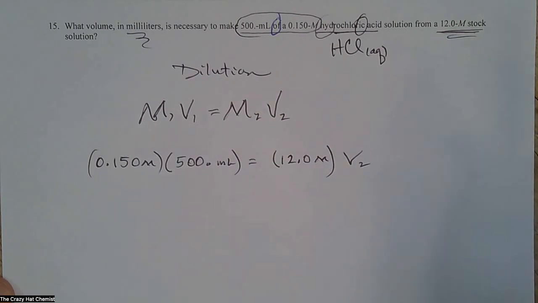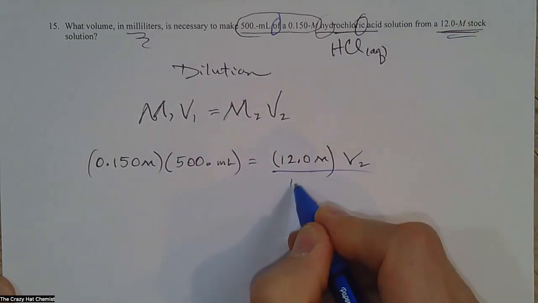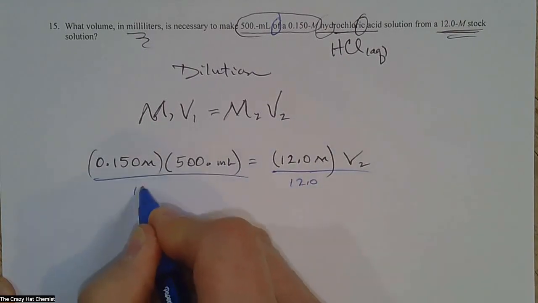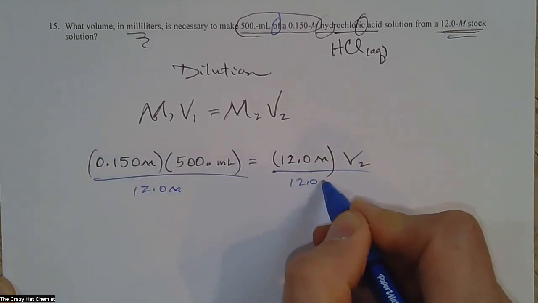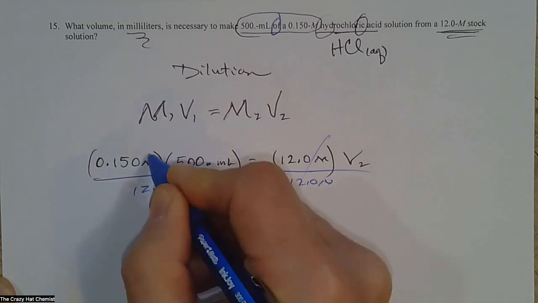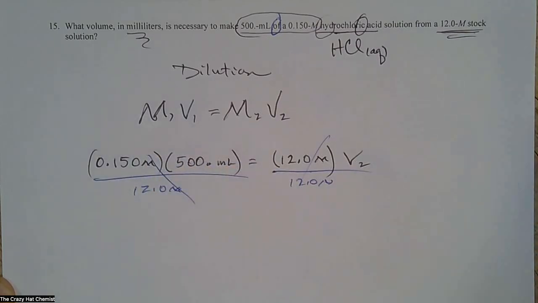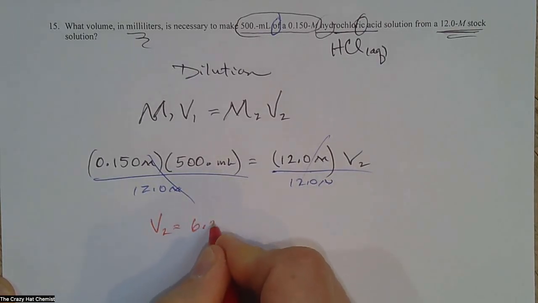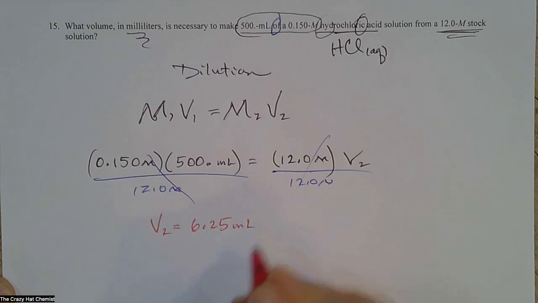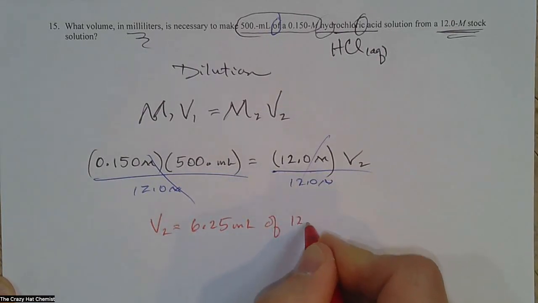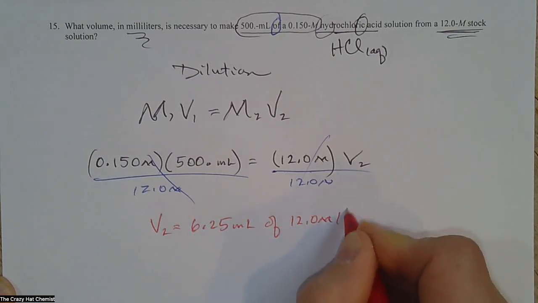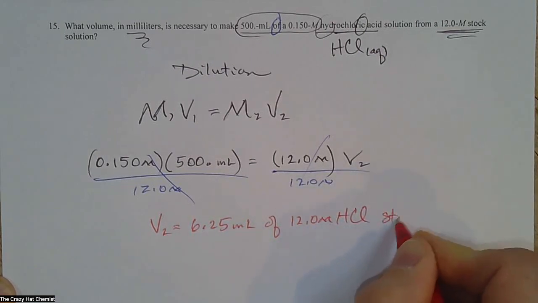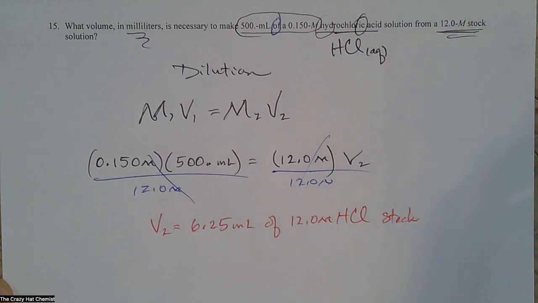Okay, and so what we're going to do, very simple problem here, folks. 12.0 molar, I am dividing by that. The molarities cancel out. My volume of my 12 molar stock solution is 6.25 milliliters. I have three significant figures of 12.0 molar HCl stock that's necessary.